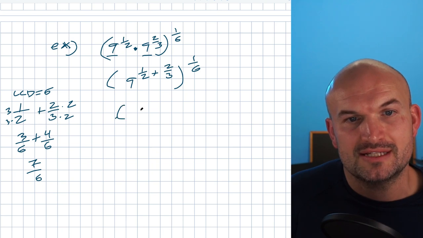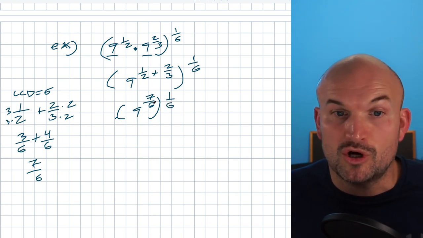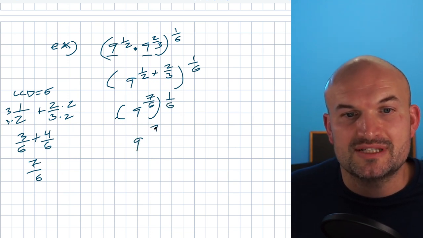Okay, so I can rewrite this as a 9 raised to the 7 over 6 power times a 1 over 6. Now again, remember the power rule. We're going to multiply these. So it's going to be 9 to 7 over 6 times 6, which is going to be a 36.